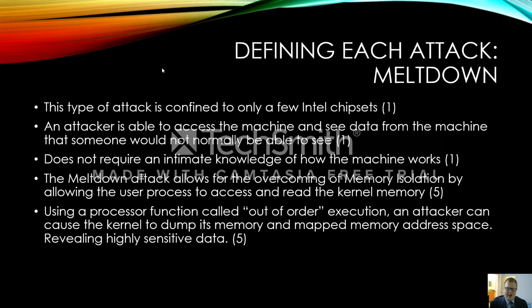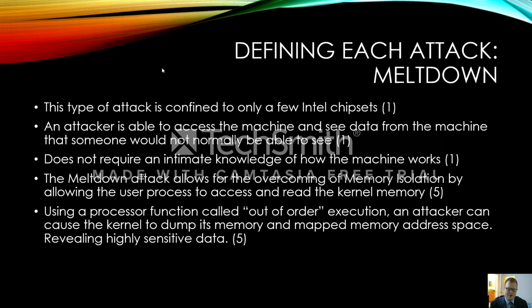An attacker is able to access the machine and see data from the machine that normally a user would not be able to see. This falls in line with Spectre, where each method is slightly different and the attack is different, but the return is pretty much the same. The only upside is that an attacker would not need intimate knowledge of how the processor and the machine work. This attack is a little bit scarier because anybody can seemingly perform it if they were to gain access to a host machine.